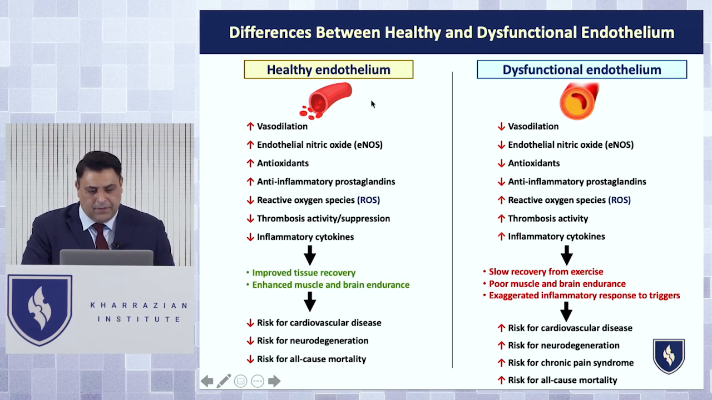And in the healthy endothelium, you have improved tissue recovery, enhanced muscle and brain endurance, and this reduces the risk for cardiovascular disease and neurodegenerative diseases, and also for all-cause mortality. And when people have a dysfunctional endothelium, they have slow recovery from exercise. It's another major feature of the dysfunctional endothelium. Poor muscle and brain endurance, exaggerated inflammatory responses, and this increases the risk for these patterns.